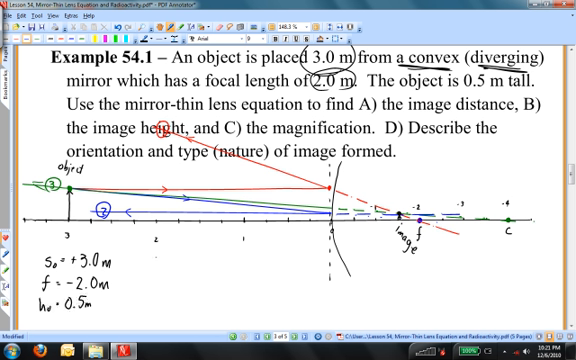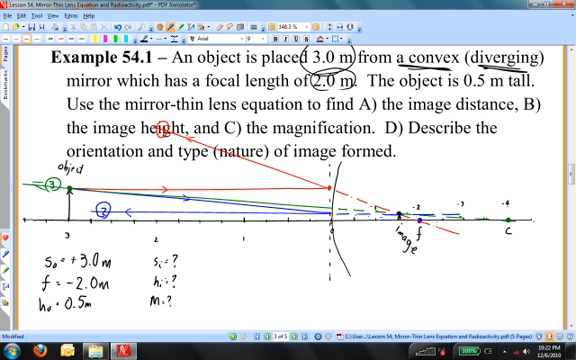And now we're asked to find what is the image distance, SI, we're asked to find what is the image height, HI, and we're asked to find what is the magnification. And then we're asked to classify the image. Well, they ask us for the orientation and the type, but essentially nature, size, and orientation of these things are going to be what you're looking for.